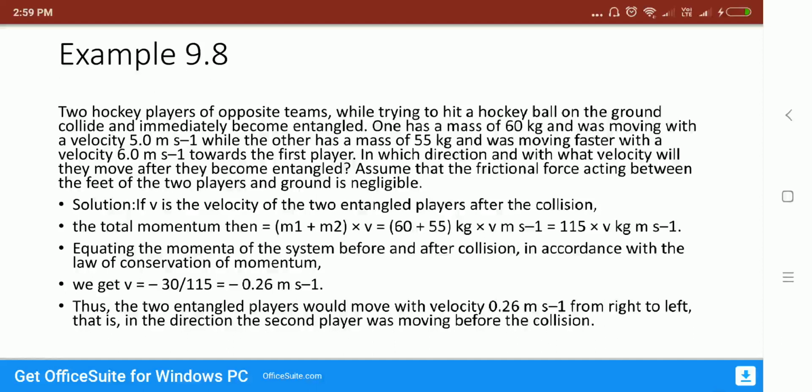So we need to determine the final velocity after the players collide. So total momentum is m1 plus m2 into v. So total mass of both the players, 60 plus 55, into the velocity v, the final velocity. So that would be 115 into v kilogram meter per second.